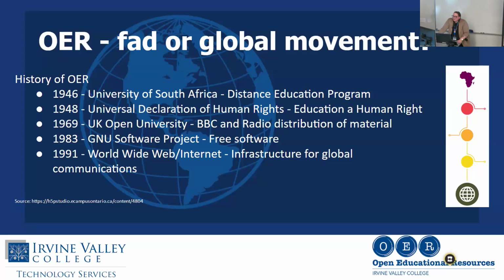The University of South Africa created the distance education program. From there in 48, we have the declaration, education is a human right. Then we have the UK, they actually started doing distribution. And then we have free software that starts coming about in 83. And then in 91, this is when we really have the internet. This is when we finally have the infrastructure to do global communication and global sharing.